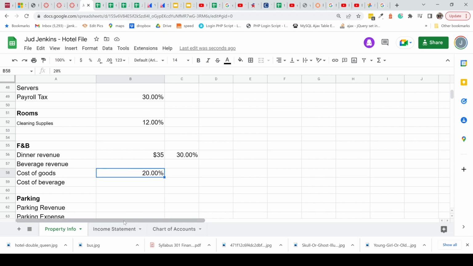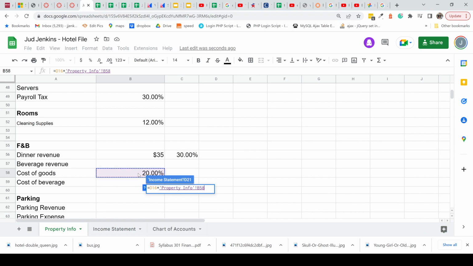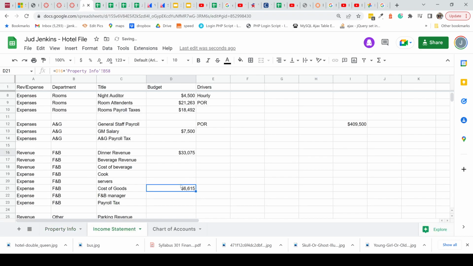So that's 20%. So what I would do is I would go equals my dinner times what I think I can sell that for, 20%, or what it's going to cost me to get all the food in for all those plates. So it's going to cost me $6,000 to create the food, just in food. It's not including the cook, it's not including anything else, just the food costs are going to cost $6,000.